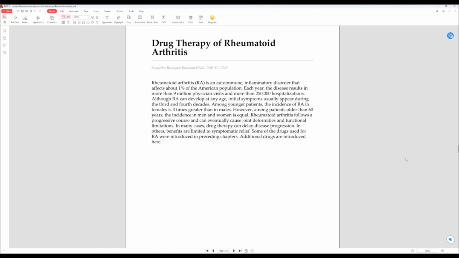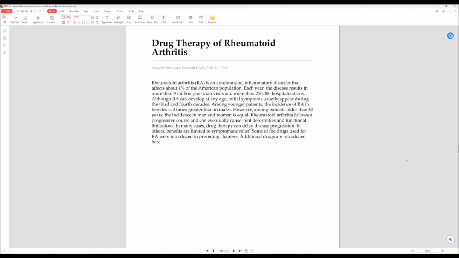Rheumatoid arthritis, also known as RA, is an autoimmune inflammatory disorder that affects about 1% of the American population. Each year, the disease results in more than 9 million physician visits and more than 250,000 hospitalizations. Although rheumatoid arthritis can develop at any age, initial symptoms usually appear during the third or fourth decade.